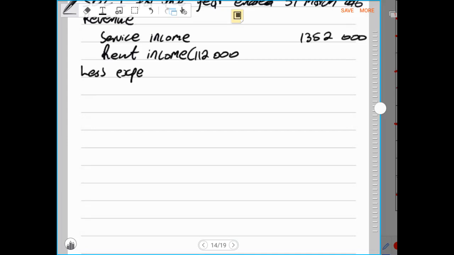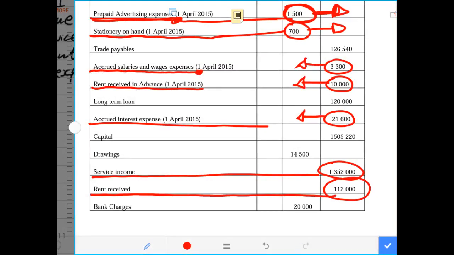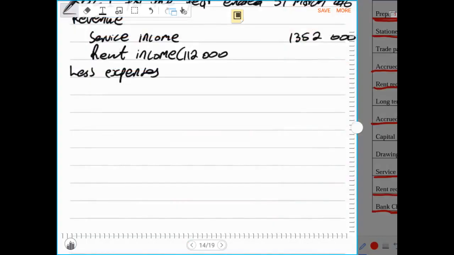Then I say less expenses, and under expenses I just record all the expenses as they appear in my trial balance. The first expense is bank charges of 20,000 rands. Then I record my bank charges of 20,000 rands. Then I open brackets 20,000 rands because there might be an adjustment for bank charges. So now I just take that which is before the adjustments were taken into account.